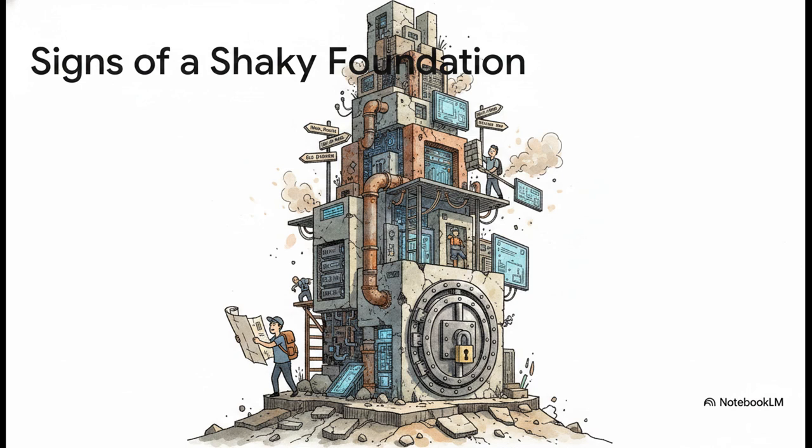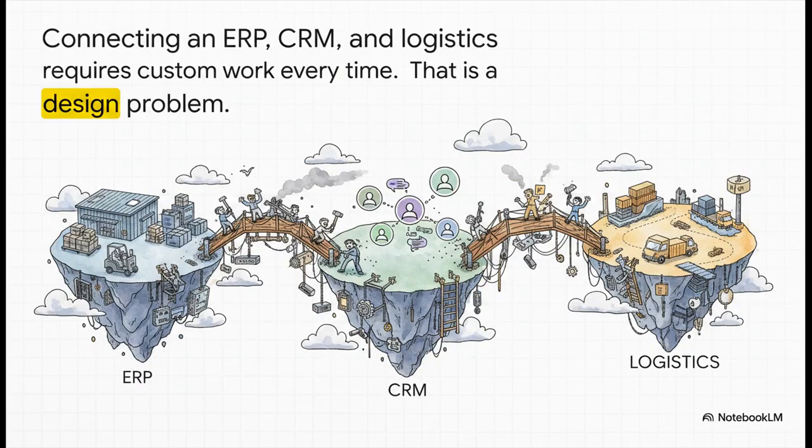And trust me, this isn't some abstract theory. You can see the telltale signs of a shaky foundation all over the place. Things like inconsistent naming conventions, so nothing makes sense. No versioning strategy, so you never know which version you're dealing with. The endpoints are poorly documented, if they're documented at all. And security, authentication, is just tacked on as an afterthought. It's a mess.